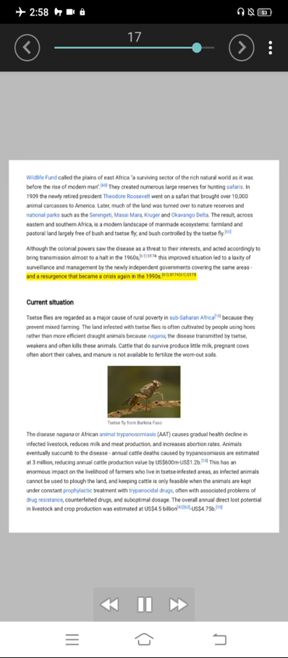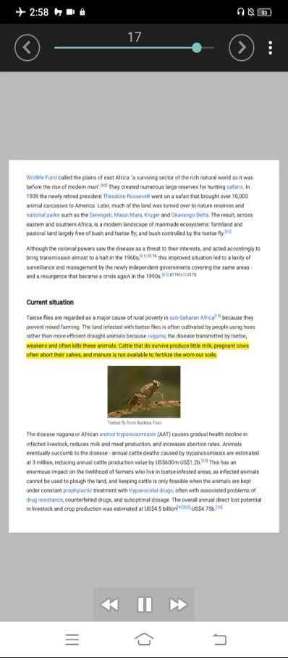Current situation. Tsetse flies are regarded as a major cause of rural poverty in sub-Saharan Africa because they prevent mixed farming. The land infested with tsetse flies is often cultivated by people using hoes rather than more efficient draft animals because Nagana, the disease transmitted by tsetse, weakens and often kills these animals.